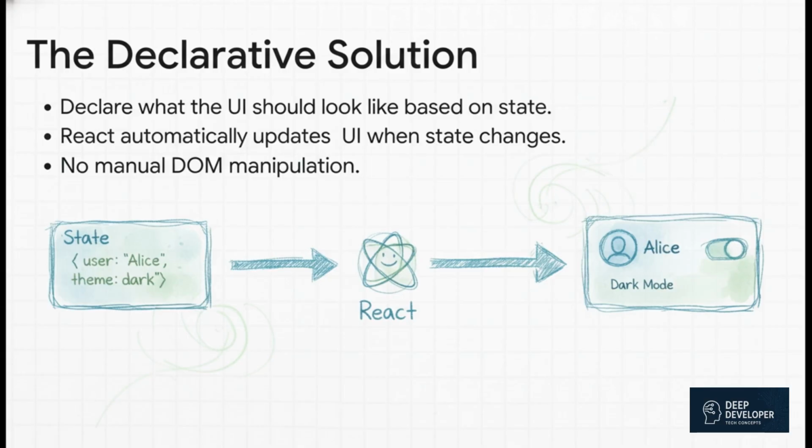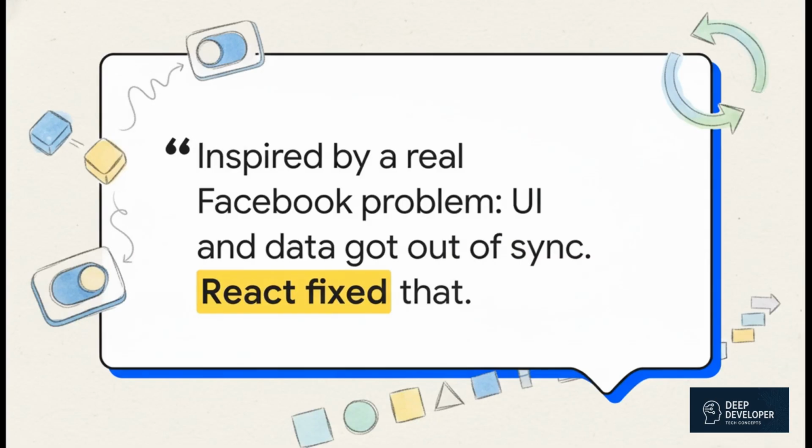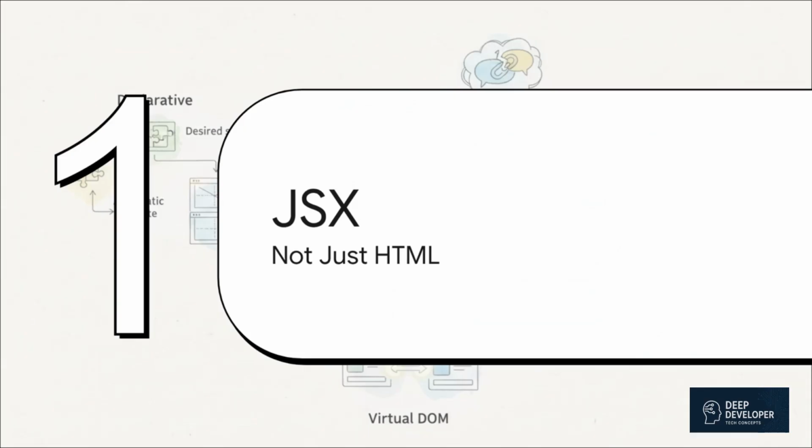So much simpler. And that brings us right back to that question I asked at the beginning. This whole declarative idea wasn't just some academic exercise. It came from a real, frustrating problem. Facebook's chat UI had this bug where the little notification count would get out of sync with the actual number of unread messages. React was born to fix exactly that, to create a system where if your data says you have 3 unread messages, the UI will always show the number 3. No more sync issues.